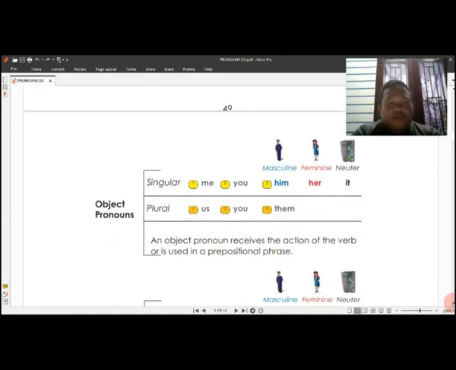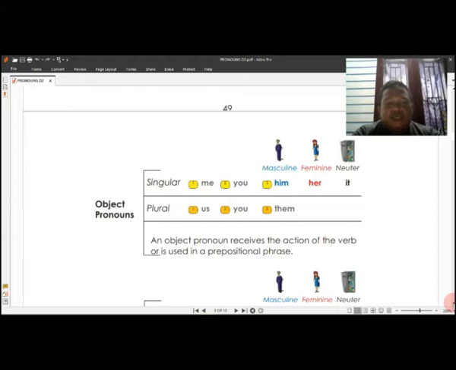This is the object pronouns. Also, like the previous chart, try to understand them by yourself. We have seven kinds of object pronouns, including me, you, him, her, it, us, you again, and them. So basically, there are seven. If you divide them into singular or plural, we have eight. Why eight? Because you can be singular, can be plural.